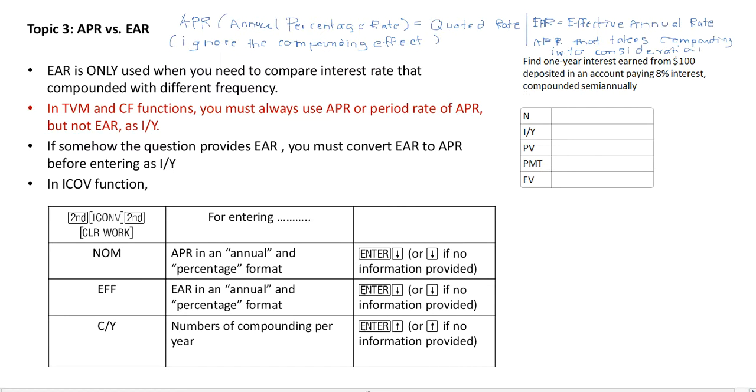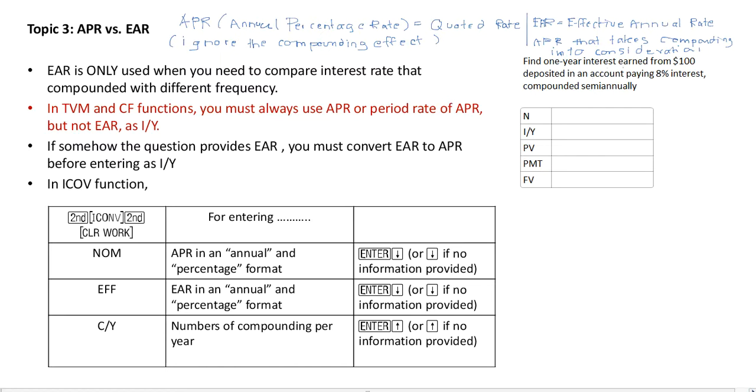So let's look at the example here to get a better idea about APR and EAR. In general, every interest rate that you see out there, for example from a credit card company, bank, or mortgage, everything that a financial institution quotes about a loan or investment offering, is called APR, the interest rate quoted as if it ignores the compounding effect.